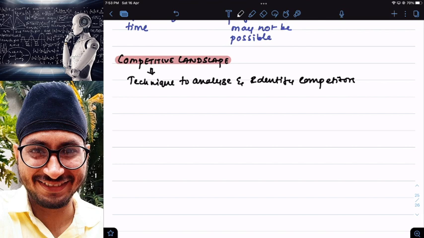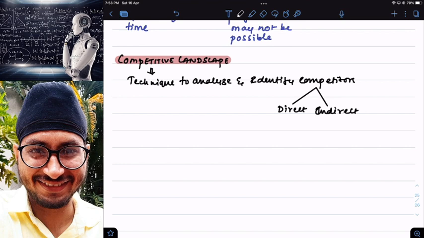Then what should I do? That technique is called competitive landscape. A competitor can be a direct competitor, or it can be indirect also. Whether it is a direct competitor or an indirect competitor, irrespective of that, it will help me to identify my competitors.